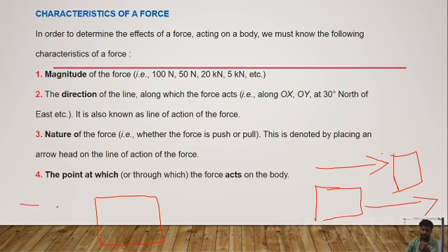The force applied can cause different motion on the wooden block based on the point of application of force. If I am applying the force here, it will slide the block in this direction. If I am applying the force over here, it will slide the block in the downward direction. So it will depend on the point at which the force acts. So you have to specify the magnitude, direction, nature of the force, and the point at which the force acts.